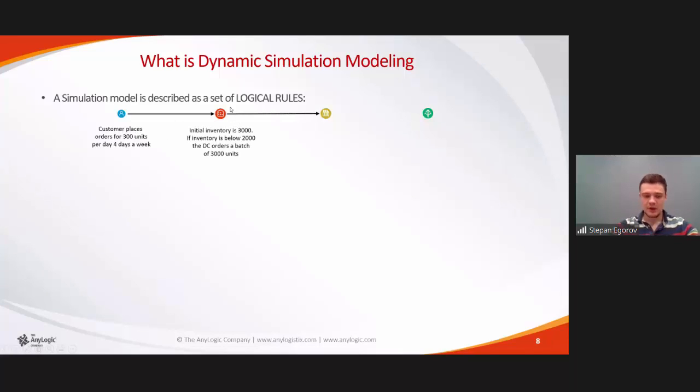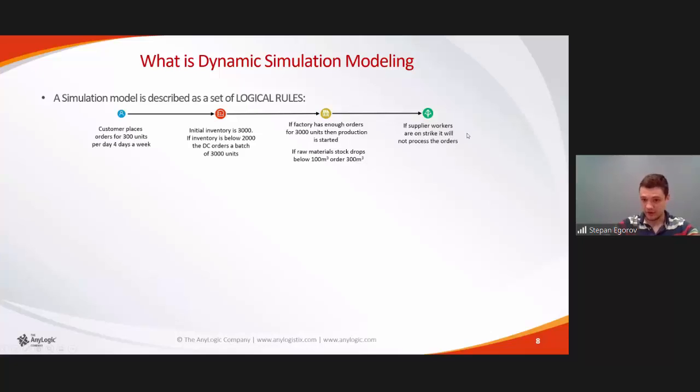And then a DC has some initial inventory, and if this inventory falls below some level, they order a batch from a factory. If the factory has enough raw materials to start production, if they don't have, they order it from supplier.